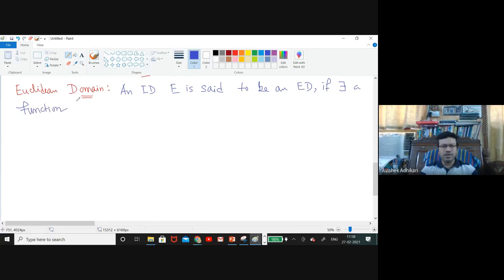There exists a function u from non-zero elements of the Euclidean domain into the set of natural numbers union 0. Mind that many authors consider N to be the set of all natural numbers starting from 1, 2, 3 and so on, and many authors consider N to be starting from 0. So in my notation I will consider N to be starting from 1, 2, 3, and that's why I include 0 here. If there exists a function u satisfying the following properties.